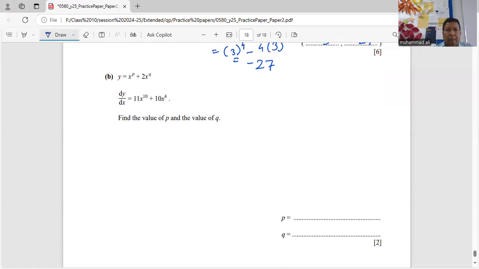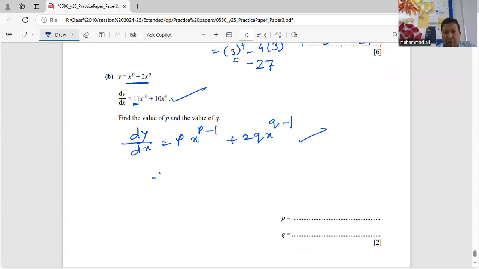Part B, we have to differentiate these things. So we can write dy by dx equals p x to the power p minus 1, minus 2q x to the power q minus 1. Now we have to compare this with this differentiation. Here p is 11, so we write p equals 11, and 2q equals 10, q equals 5 here. So finally we can write 11 and 5.